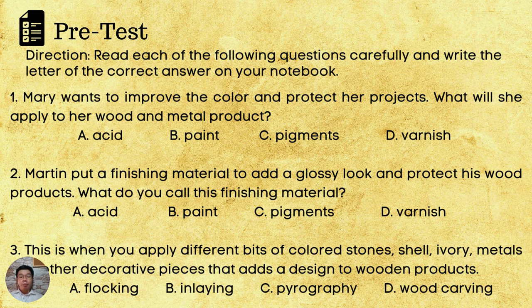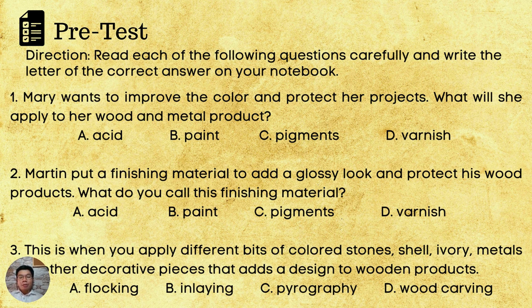2. Martin put a finishing material to add a glossy look and protect his wood products. What do you call this finishing material? A. Acid. B. Paint. C. Pigments. D. Varnish.